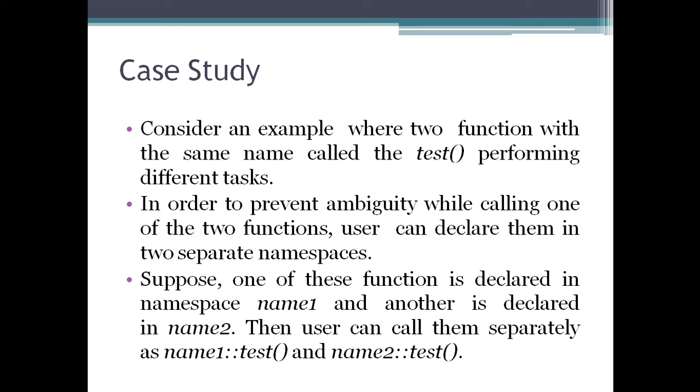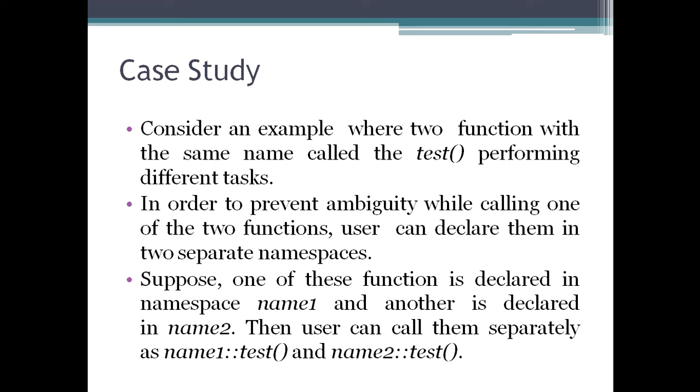So consider the case study. Suppose one of the functions is declared in a namespace name1 and another is declared in name2. How do we access two different namespaces, even if they contain the same function name? In that case, you have to specify the particular namespace under which it is defined, followed by the scope resolution operator, then followed by the method or function name. If the user writes the syntax like that, it specifically accesses the test method defined in that particular namespace.